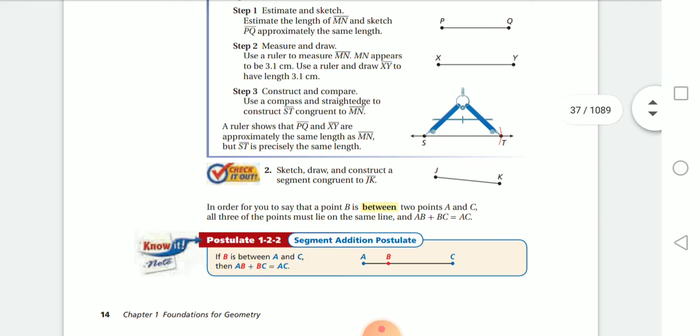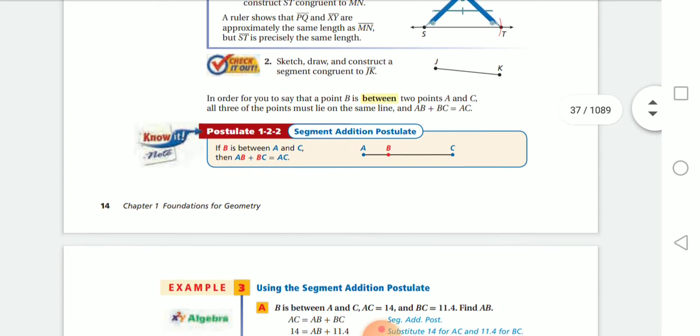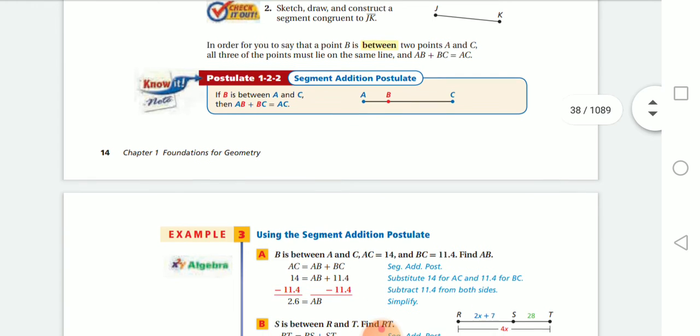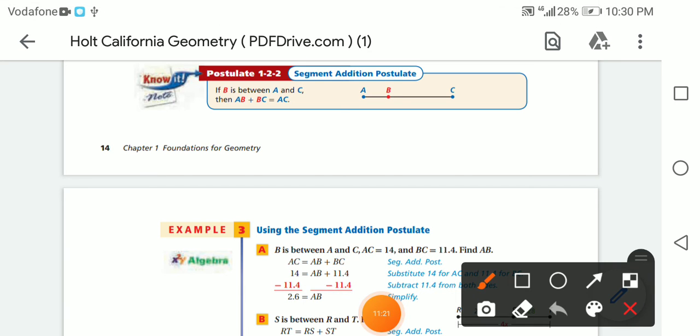So it's easy to do this, to draw here. What's this? To draw, copying a segment, to draw congruent segments. Okay. In order for you to say that a point B is between 2 points A and C, all 3 points must lie on the same line. AB plus BC equals AC. Yes, this is important. Okay.